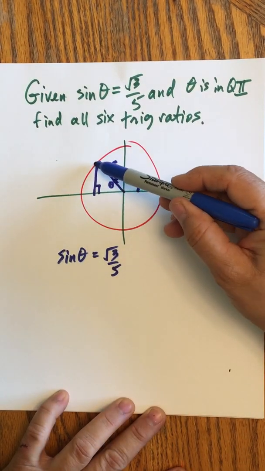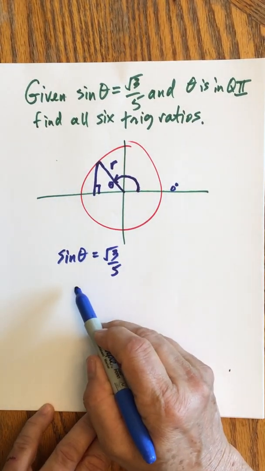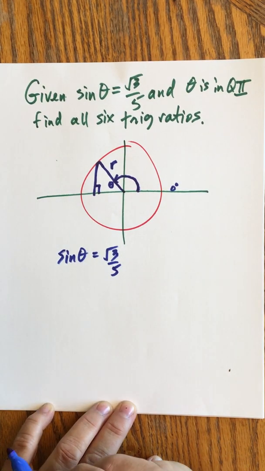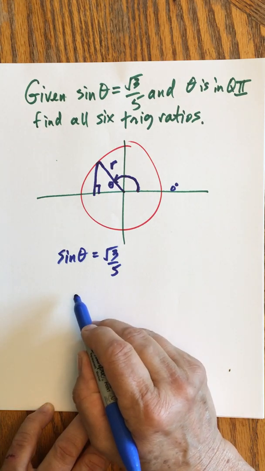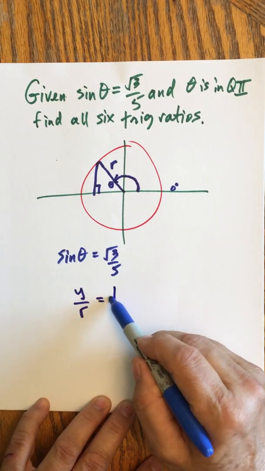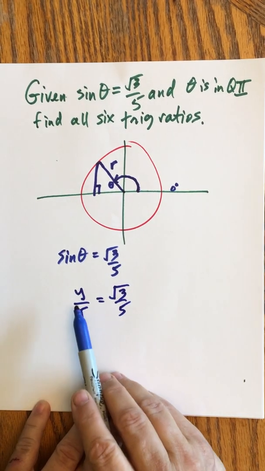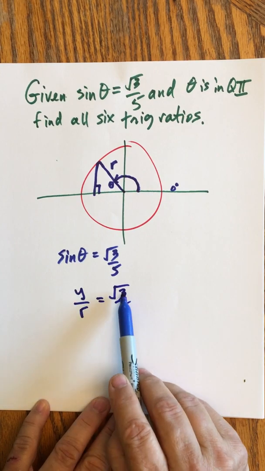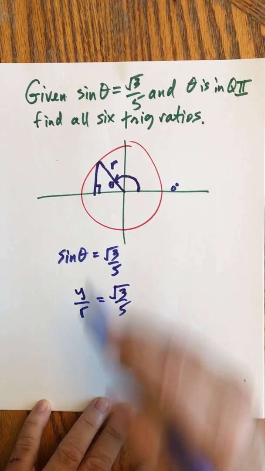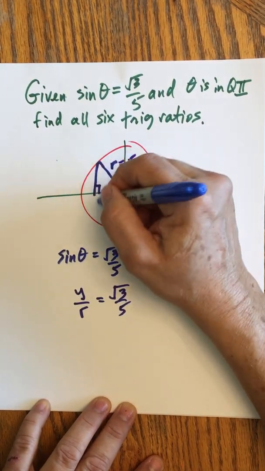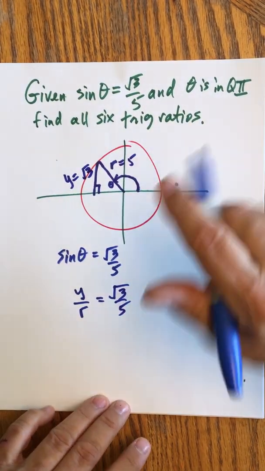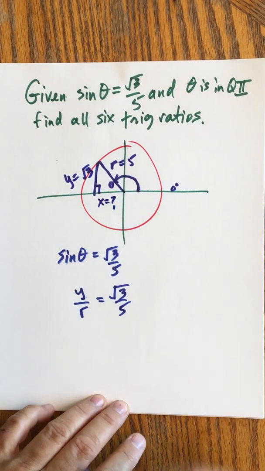So let's go back and use the definition of sine. The definition of sine in terms of x, y, and r, what is that? Pause if you need to. You should say y over r. So essentially what we know is the ratio of y over r is square root 3 over 5. And so y is square root 3 and r is 5. So r equals 5, and here y equals square root 3. What we don't know is x. That's what we need to find.